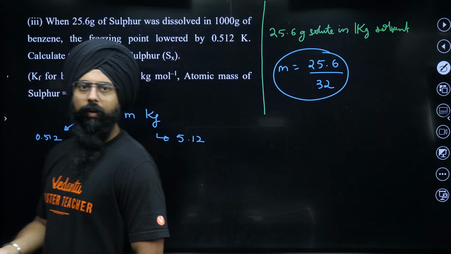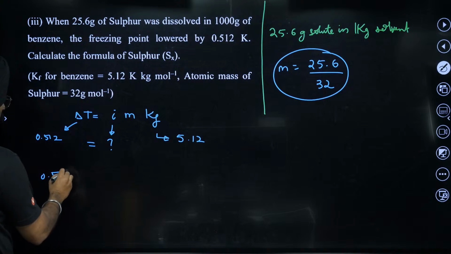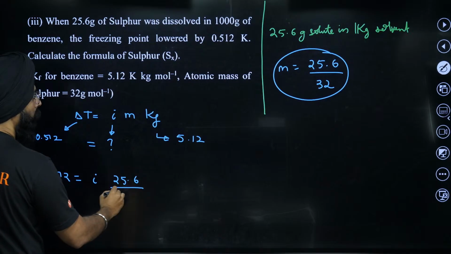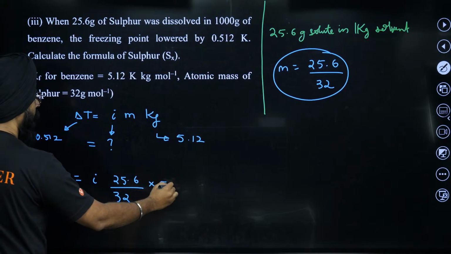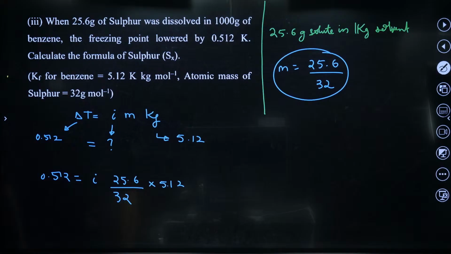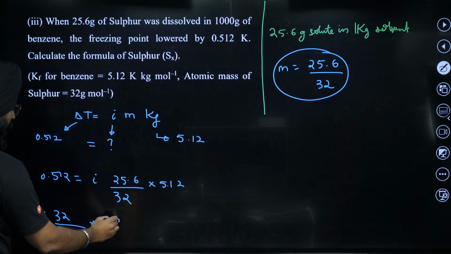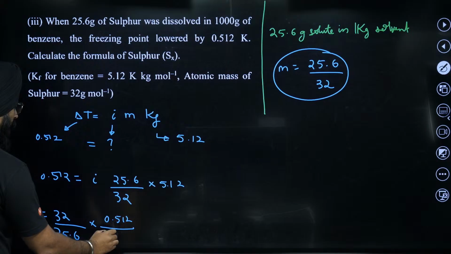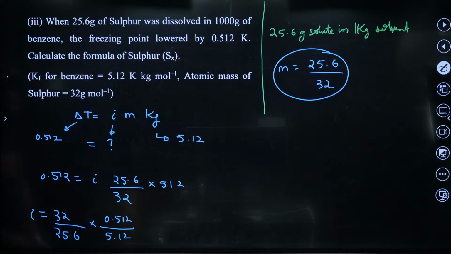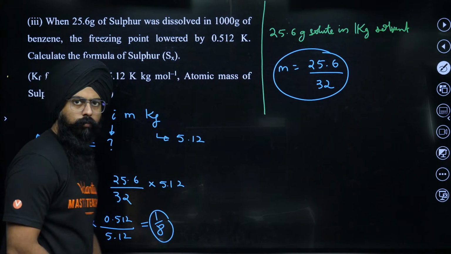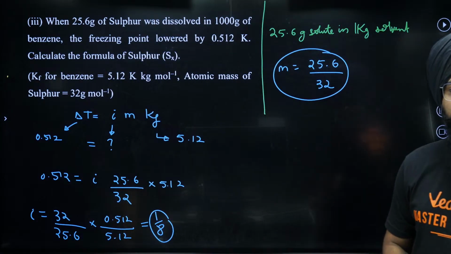So now it's just about simple calculation. 0.512 is equal to i into 25.6 by 32 into 5.12. Can you do the calculation, people? i is equal to 32 by 25.6 into 0.512 divided by 5.12, which is 32 by 256, that is 1 by 8. Van't Hoff factor is 1 by 8.